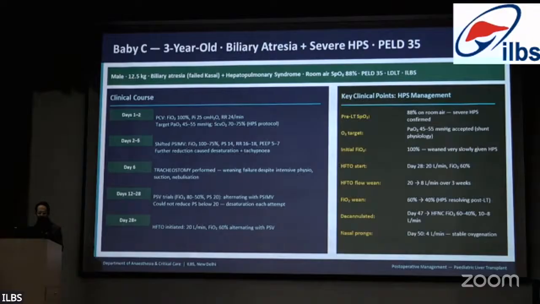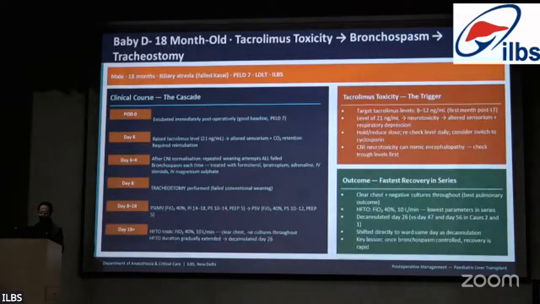Day 2 to 5, we tried to wean the child, shifted to PSIMV, but still required 100% FiO2. Any reduction in FiO2 caused desaturation and tachypnea. So early tracheostomy was performed on day 6. Still, the weaning failure was there. Patient was given continuous PSV trials. There was desaturation on each attempt. From day 28 onwards, HFCO was initiated. Gradually, HFCO duration was increased, and child could be decannulated on day 47.